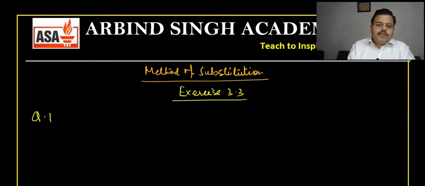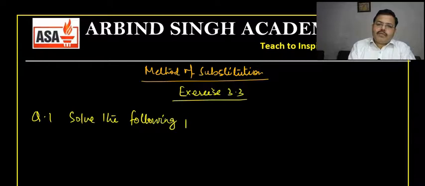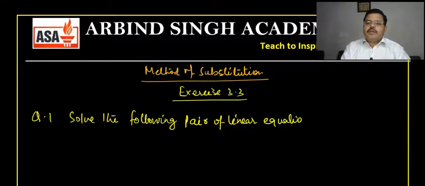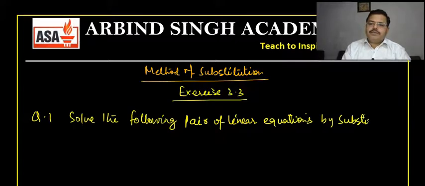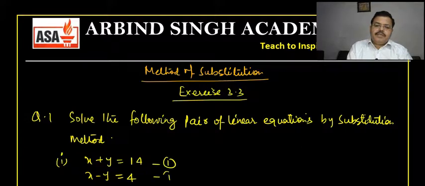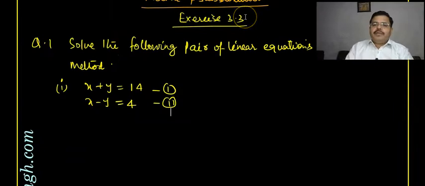So the first question is given: solve the following pair of linear equations by substitution method. The first question from this topic is x plus y is equal to 14 and x minus y is equal to 4. This is the first equation, this is the second equation. You can take it from the first or from the second.